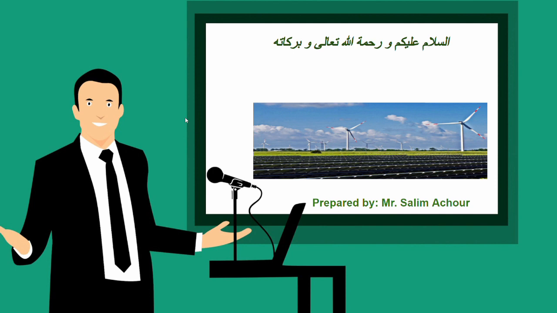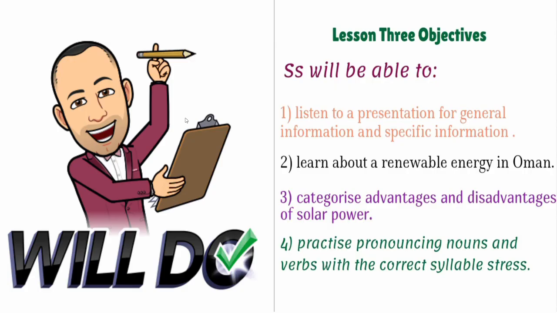Welcome to our lesson 3 from Unit 3 about renewable energy. Lesson 3 main objectives are: first, listen to a presentation for general and specific information. Second, learn about renewable energy in Oman. Third, categorize advantages and disadvantages of solar power. And finally, practice pronouncing nouns and verbs with the correct syllable stress.